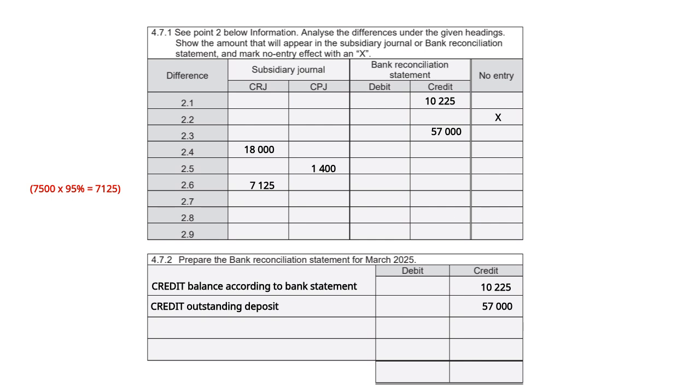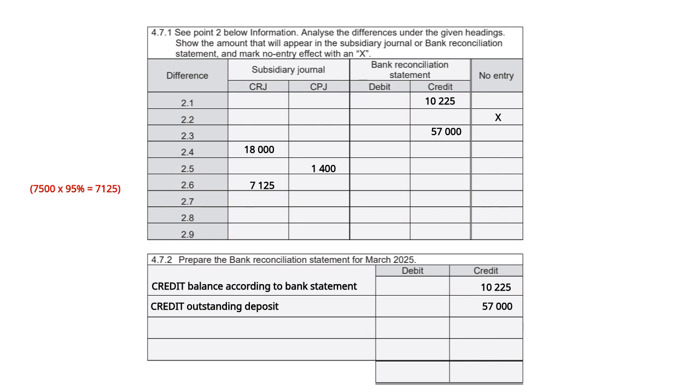The debtor is settling his account, so we are receiving money from our debtor. That's what goes to our cash receipts journal. Then 2.7. EFT 701 appears on the bank statement as 200 rand. Do you see at the top at information number 1, EFT 701 is 2,000. Now it says on the bank statement it is 200. The amount on the bank statement is correct.